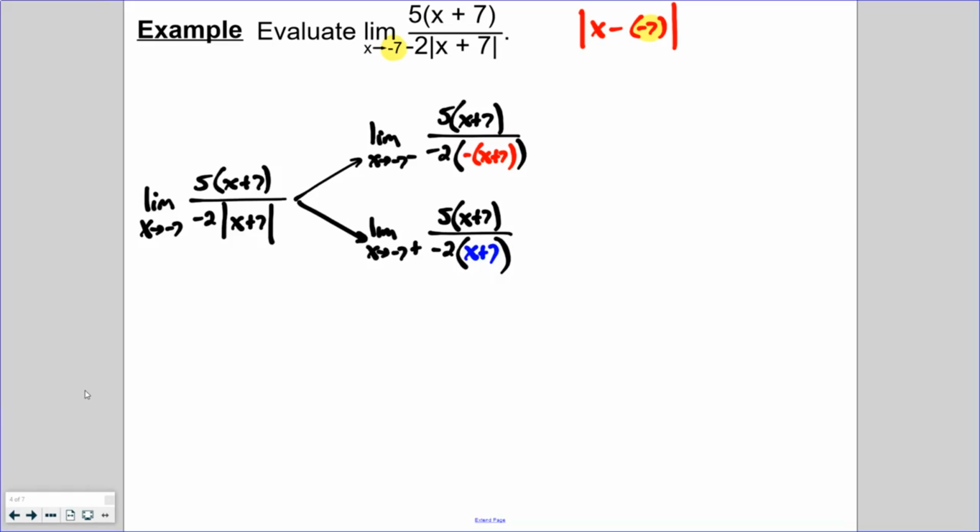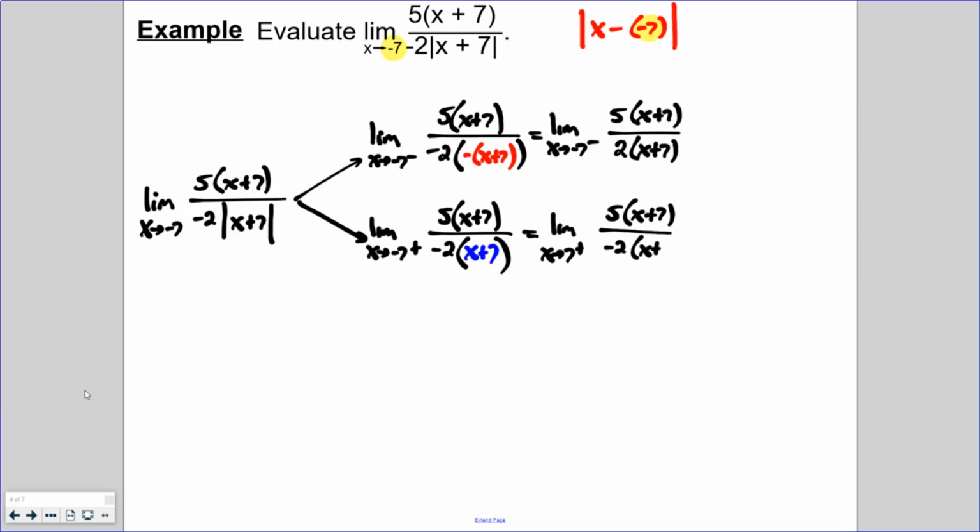And then we can simplify and evaluate these limits. Let's see, this is going to be the limit as x approaches negative 7 from the left of 5 times x plus 7. For the denominator, we're going to end up with a negative times a negative, which means this is going to give us a positive 2 times x plus 7. And for our limit from the right, we're going to get the limit as x approaches negative 7 from the right of 5 times x plus 7 all over negative 2 times x plus 7. And then from here, for both of our one-sided limits, we can see the numerator and denominator both share a factor of x plus 7, so that would cancel out.